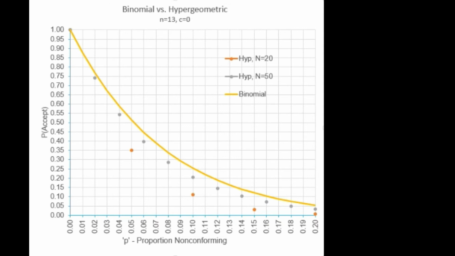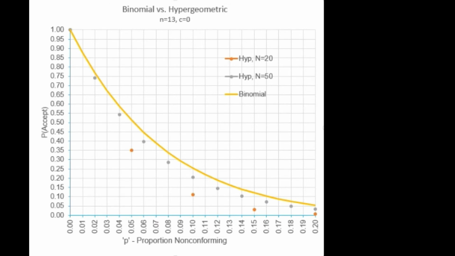So I've shown here operating characteristic curves for sample size of 13 with C equals 0. The solid line shown is based on the binomial distribution, and the set of dots closest to that solid line is a hypergeometric distribution with a lot size of 50, and the second set of dots further away is the hypergeometric distribution with a lot size of 20.